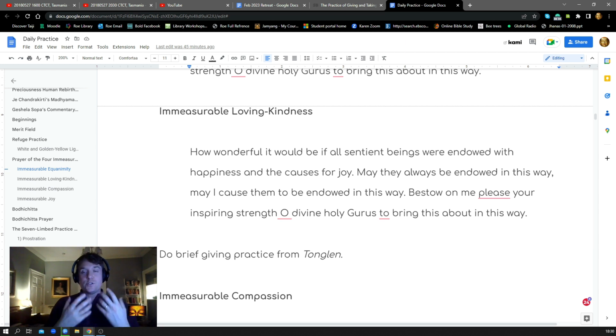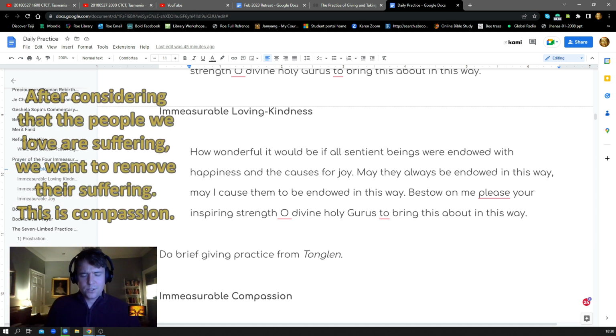Now that you care so much about these beings being happy, when you look at their situation, they're not happy, right? They're very unhappy. They're going through pain, difficulty, suffering. If this doesn't tear you from the bottom of your guts, almost tear you out of your chair to go do something, then it's not compassion. The next one is compassion.